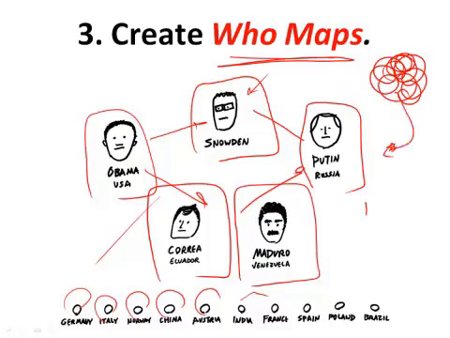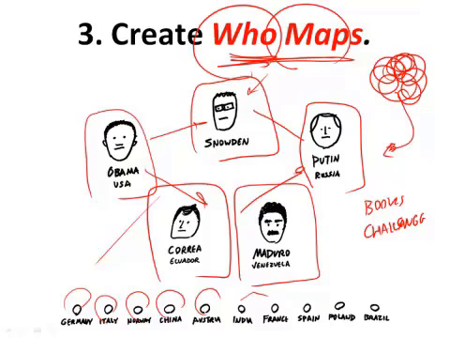And this is something that can be done again for books. This is something that can be done whenever we're trying to face a big challenge and we want to try to understand what is it really about. Go ahead and make a who map, map out who is involved, and things will start to become clear.